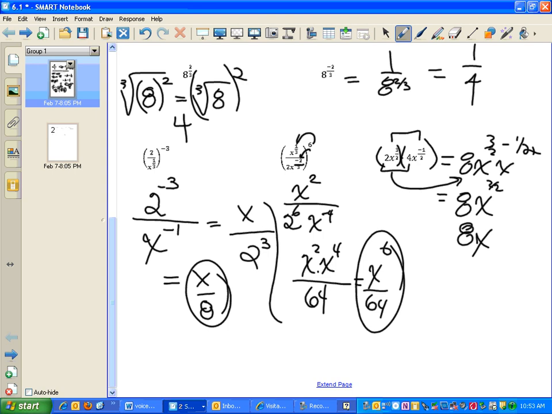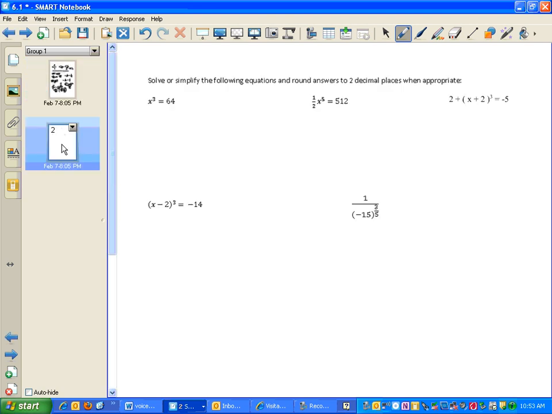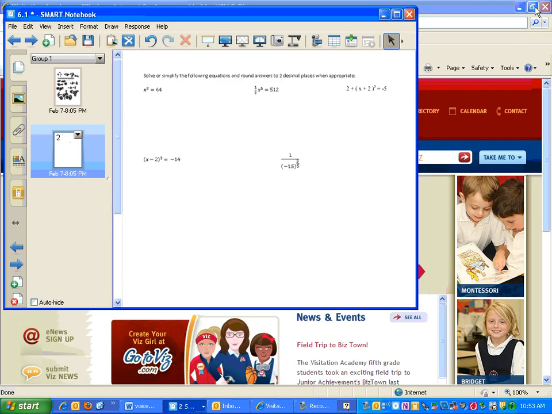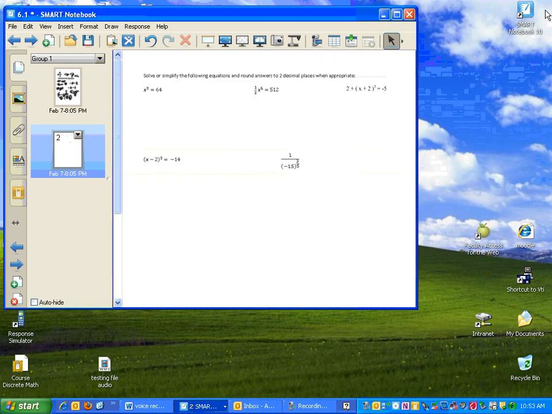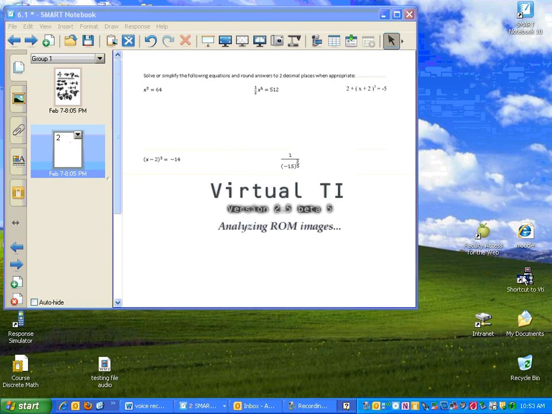Make sense? Moving on. All right, solve or simplify the following equations, rounding your answer to 2 decimal places when appropriate. So get your calculator out. Going to use your calculator on this one. I got to find my calculator.